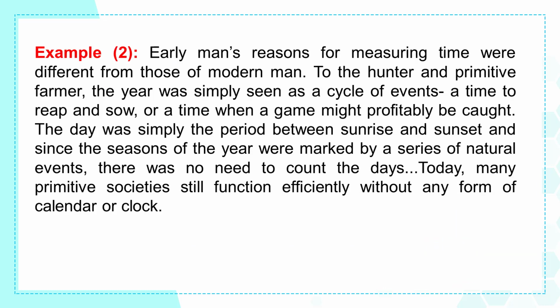Look at the second example. Early man's reasons for measuring time were different from those of modern man. To the hunter and the primitive farmer, the year was simply seen as a cycle of events, a time to reap and sow, or a time when a game might profitably be caught. The day was simply the period between sunrise and sunset. And since the seasons of the year were marked by a series of natural events, there was no need to count the days. Today, many primitive societies still function efficiently without any form of calendar or clock.